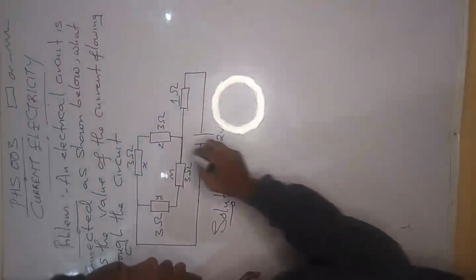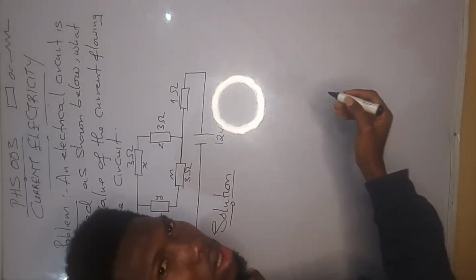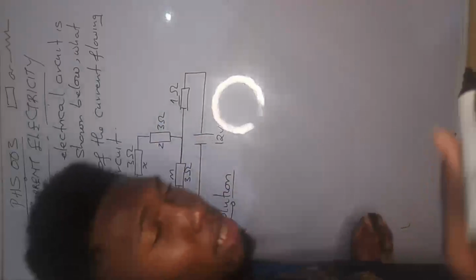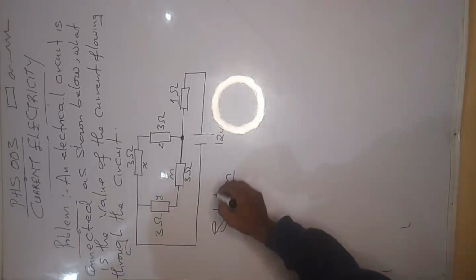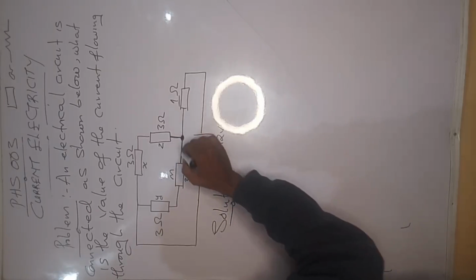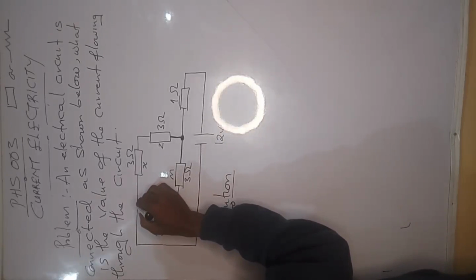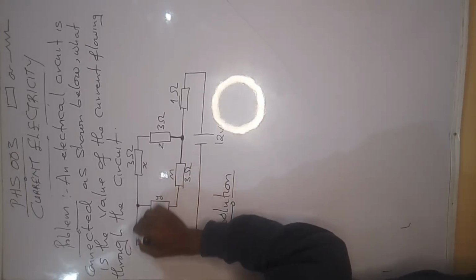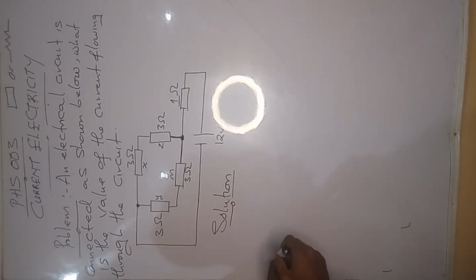We talked about a node or a junction. Look at this point here. This is the first node we have, because it's like a T junction. This is another node here. You can see the T junction. Are you getting me now?